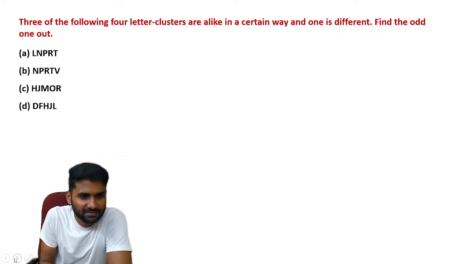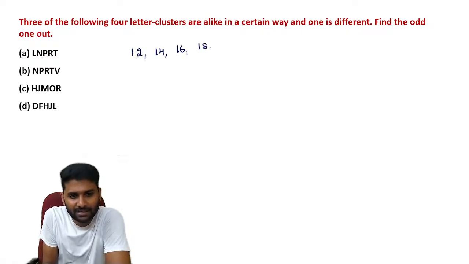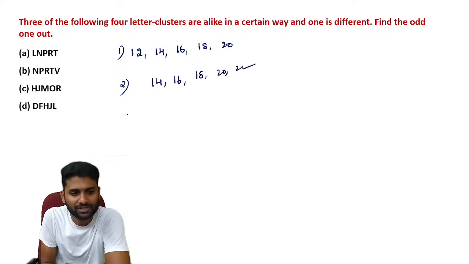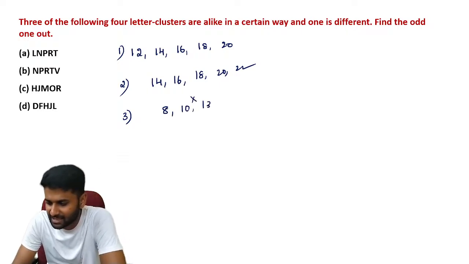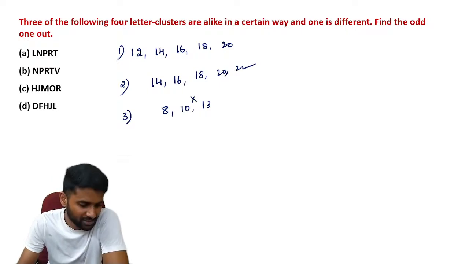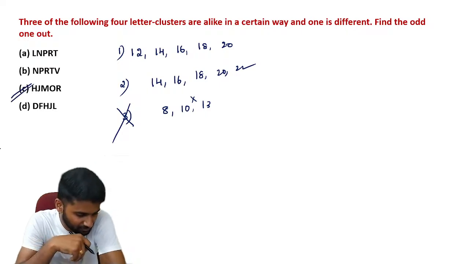Let's check with the sequence here. L is the 12th letter, then the 14th letter, 16th letter, 18th letter, 20th letter. The sequence has a difference of two units: 14, 16, 18, 20, 22. It follows the same rule. Now 8, 10, 13, guys. It breaks the condition. Why? Because J is the 10th letter, M is the 13th letter. But according to the sequence, it is only plus 2, plus 2, plus 2. That's why the third one is completely different from the remaining. So C is the answer.